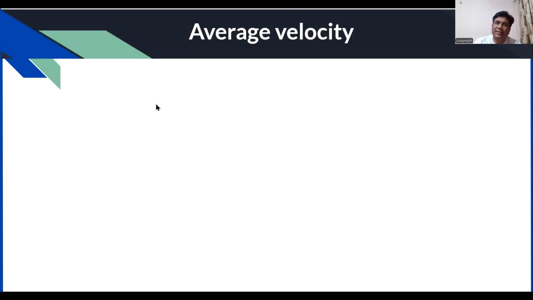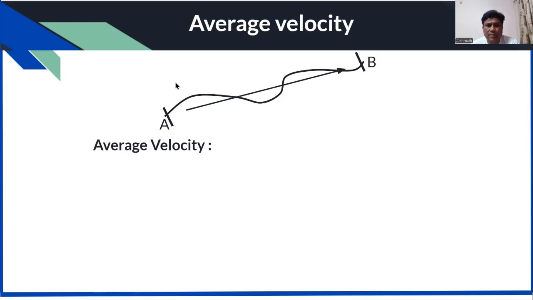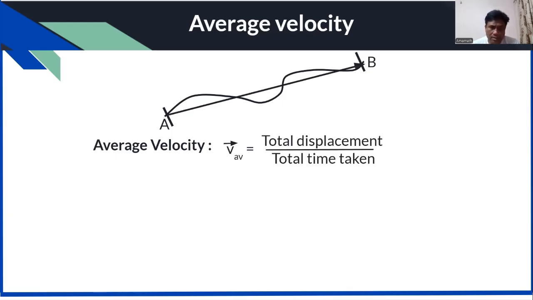Please write down: say this is a zigzag path. From A to B, I am going. So what is the total displacement? It is the line segment joining A and B only. So average velocity will be that total displacement by total time. Please write down: average velocity is total displacement by total time.